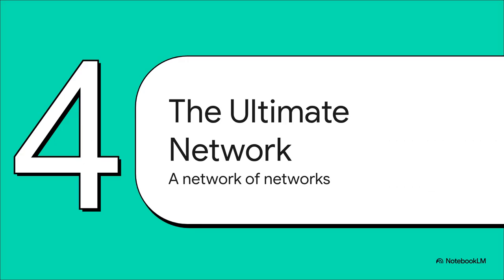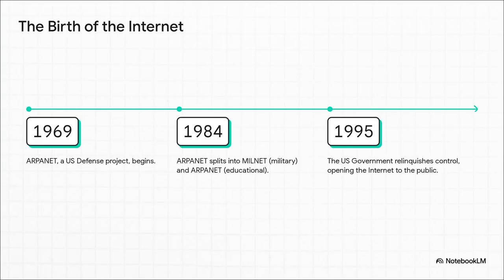So you take all these pieces, scaling up from a LAN to a WAN, using these different layouts, and adding in smart hardware like routers, and what do you get? You get the ultimate network. You get the internet. But the internet didn't just pop into existence, right? It actually has a fascinating history.